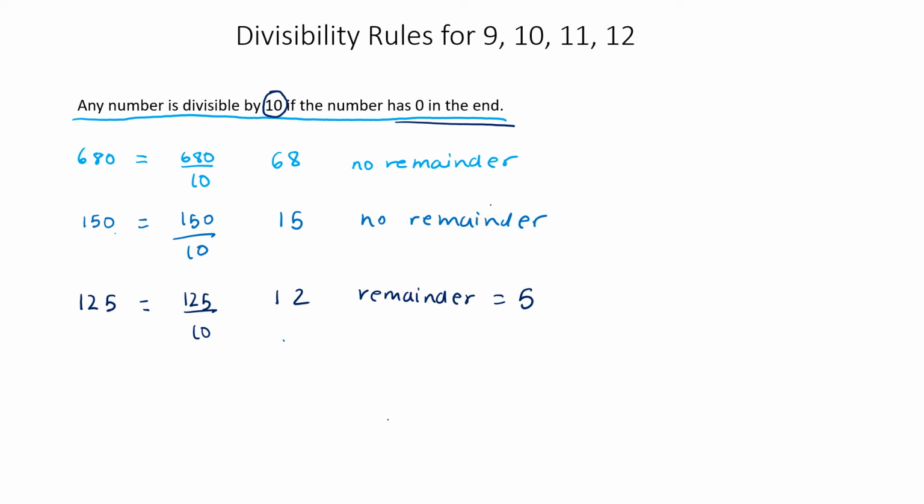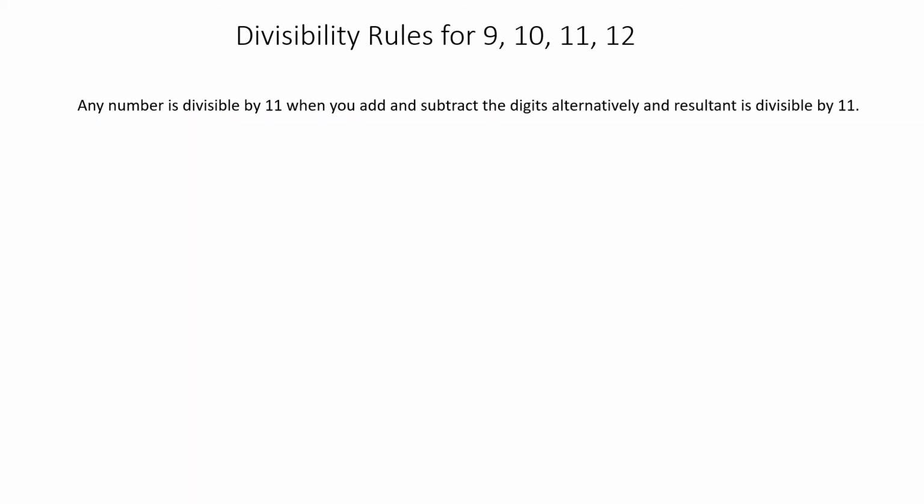Let's check out the divisibility rule for 11. So the divisibility rule for 11 states that any number is divisible by 11 when you add and subtract the digits alternately, and the result is divisible by 11. And one thing I want to add here is that if the result is 0, it's also divisible by 11. Now this rule sounds really confusing, but trust me, it is actually really easy.